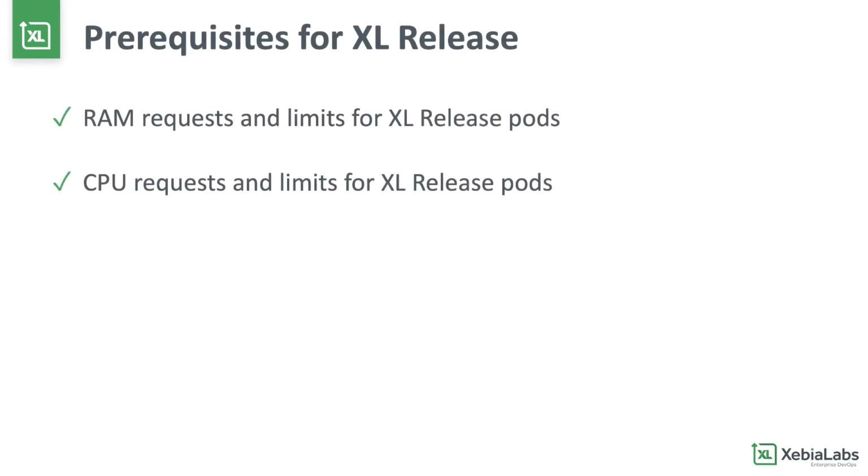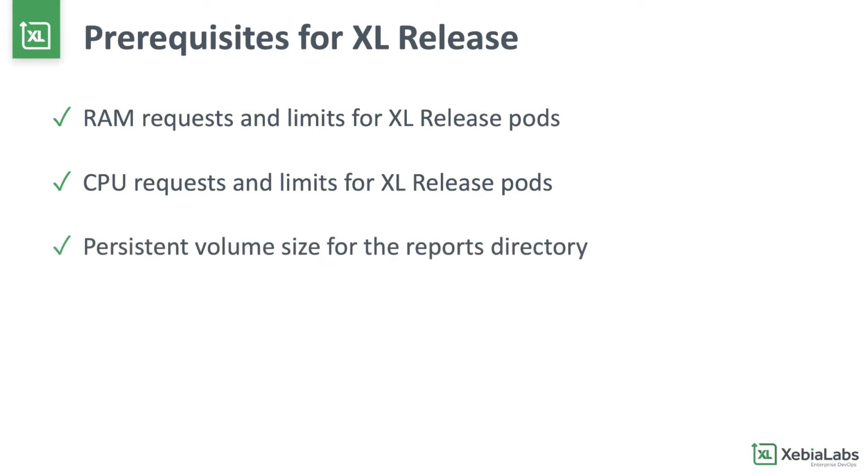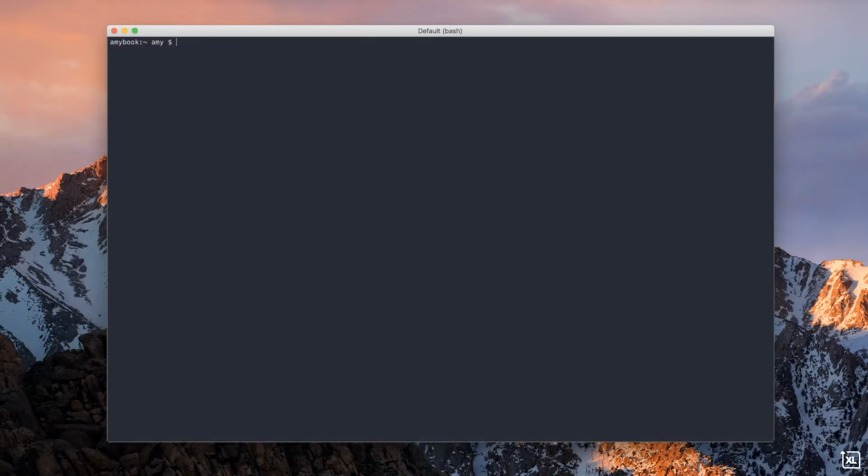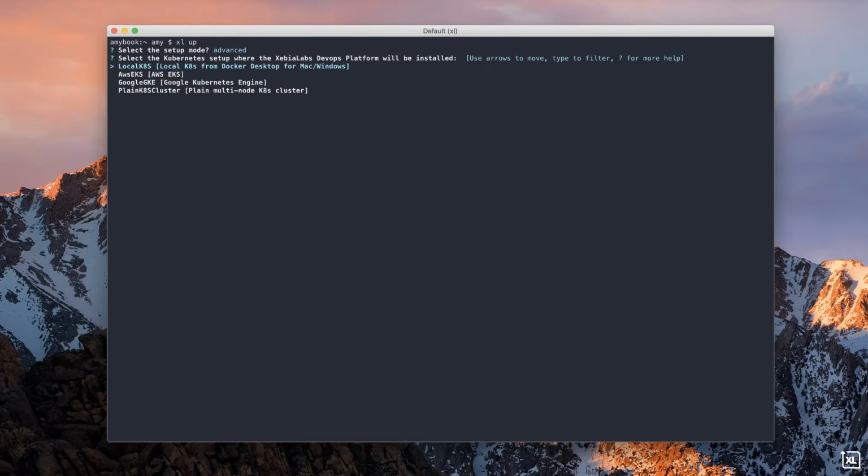If you install XL Release, you'll be asked to specify how the XL Release pods should be configured. You'll also be asked to set the persistent volume size for the directory where XL Release will store generated release audit reports on the NFS share. After you've satisfied the prerequisites, it's time to dive in. At a command prompt, type XL Up to start the XebiaLabs command line interface. Select the Advanced Setup mode, and then select the plain multi-node Kubernetes option.